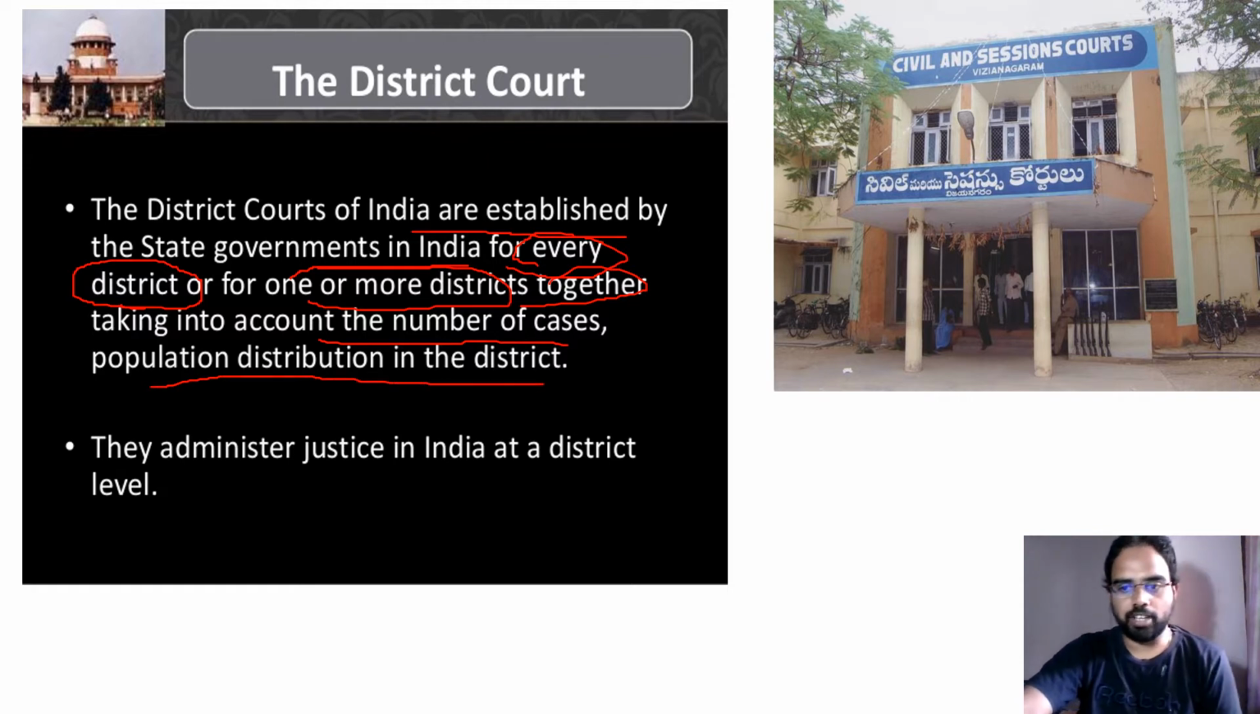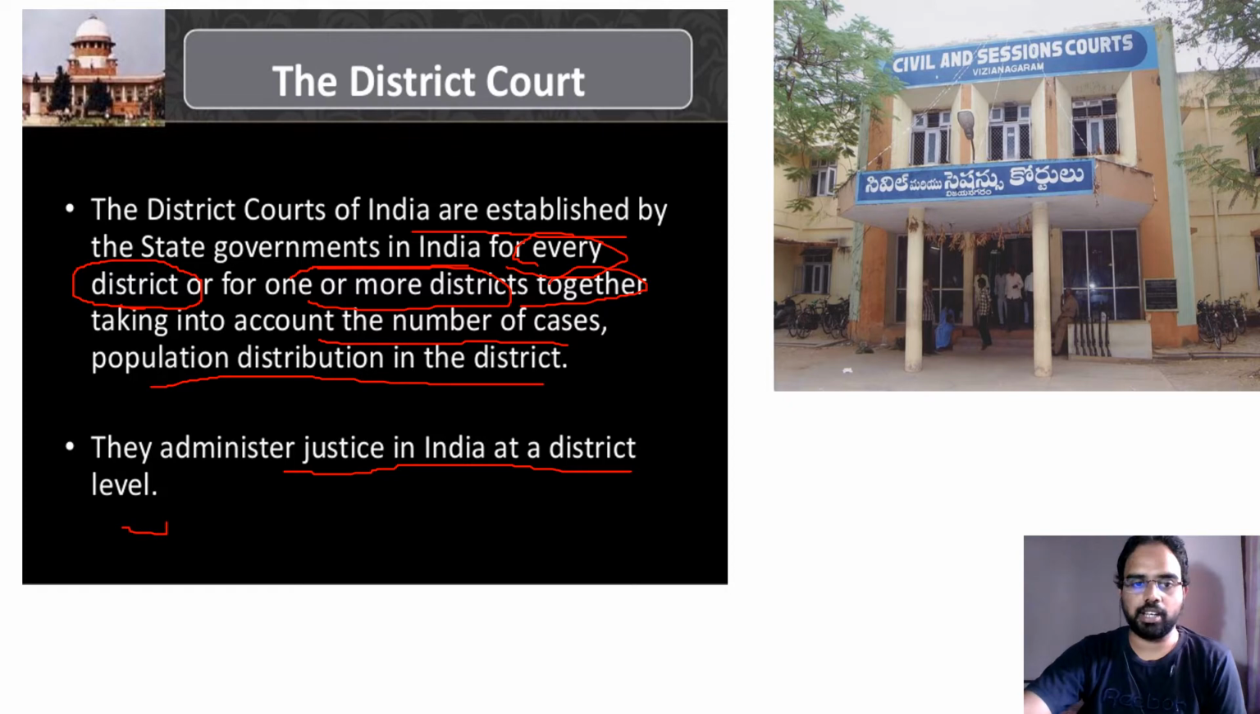If the number of cases is more and the judges cannot handle them, then every district will have a separate district court. Generally, there will be a district court for every district. If there are fewer cases and the population of a particular district is very small, then a common district court is also possible. These district courts administer justice at a district level. The jurisdiction of a district court is the territory of that particular district.